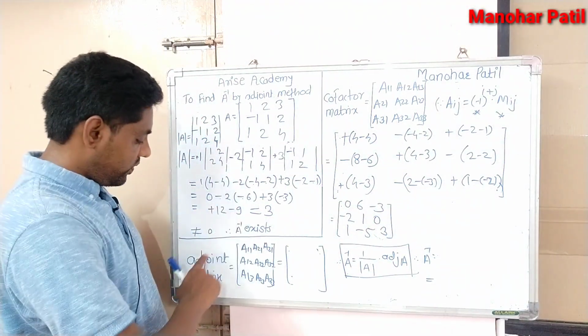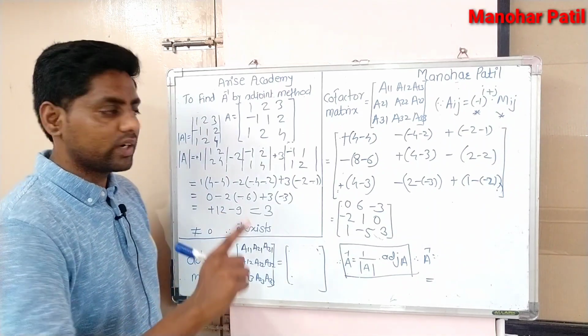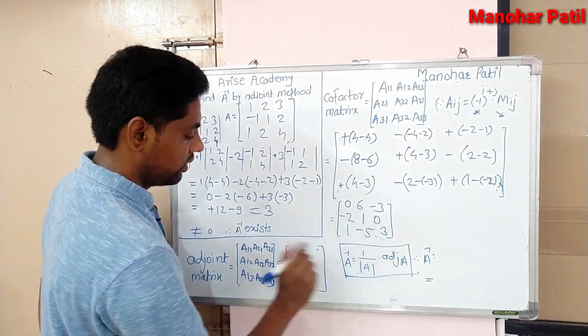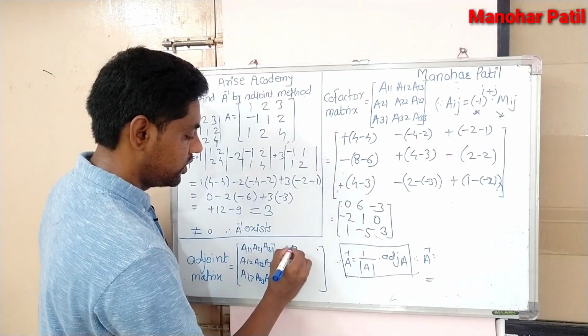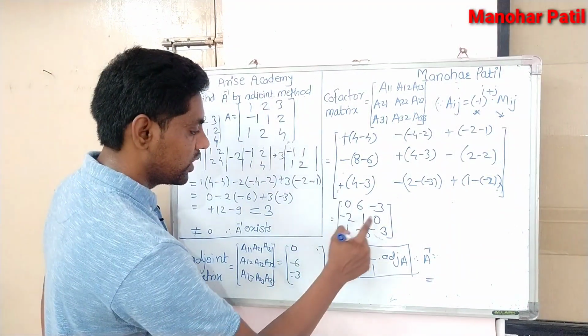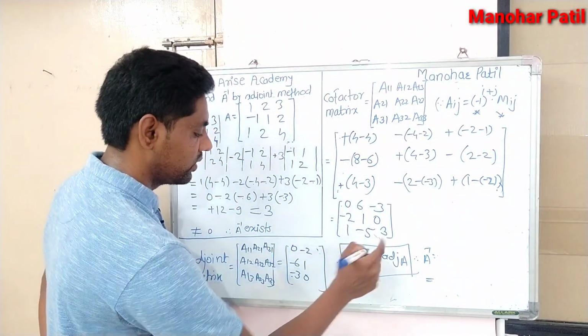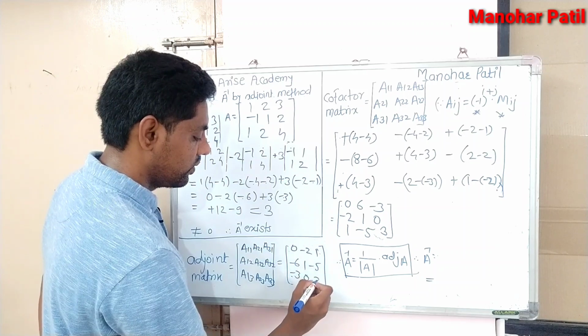So then we find the adjoint matrix. Adjoint matrix is nothing but the transpose of cofactor matrix. So write down the row into column form. So 0 6 minus 3, minus 2 1 0, 1 minus 5 3.